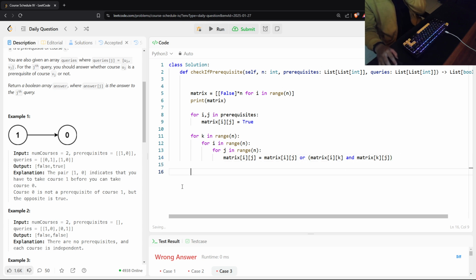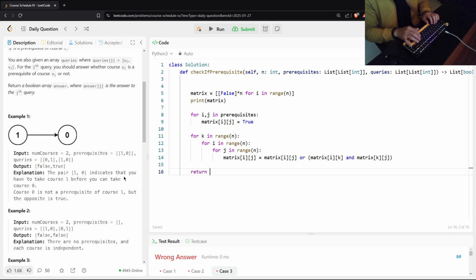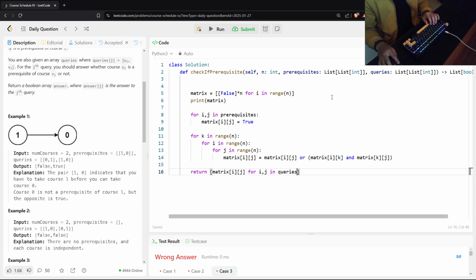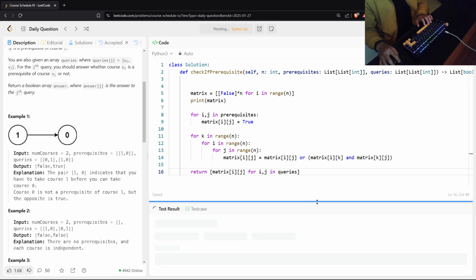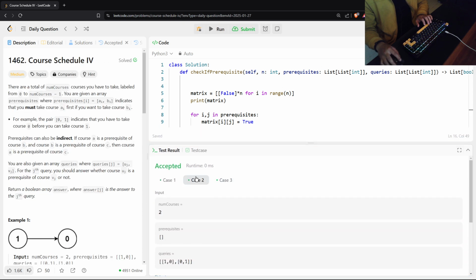All these values are updated. Now all we have to do is go through this queries list and return whatever value we have in the matrix, matrix[i][j] for i, j in queries. This matrix is updated, including the direct and the indirect connections as well. This will have true in cases of indirect connections as well. So we'll have the correct answer now. If we run this, you can see it satisfies all the test cases, both direct and indirect.